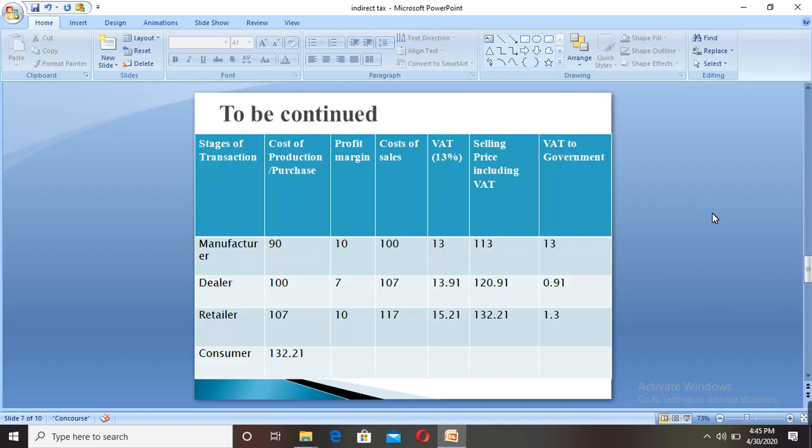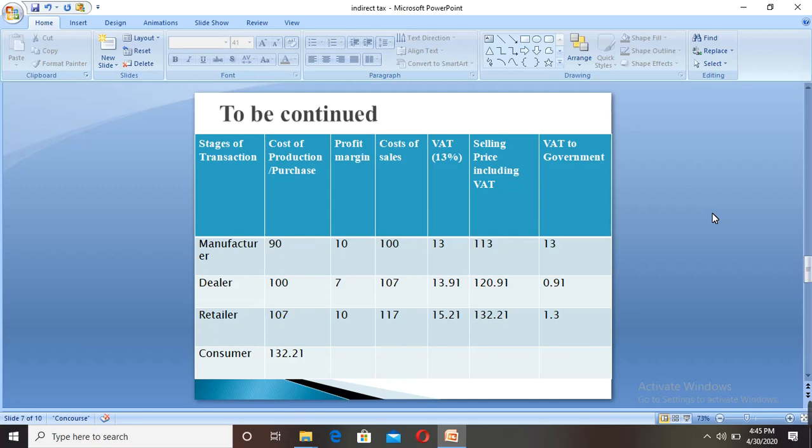I have made one table to make students understand how VAT is included in the different entities and how VAT is paid to the government. In the table, stages of transaction, cost of production and purchase, profit margin, cost of sales, VAT, selling price including VAT, and VAT to government are included. Let me explain from the manufacturer.